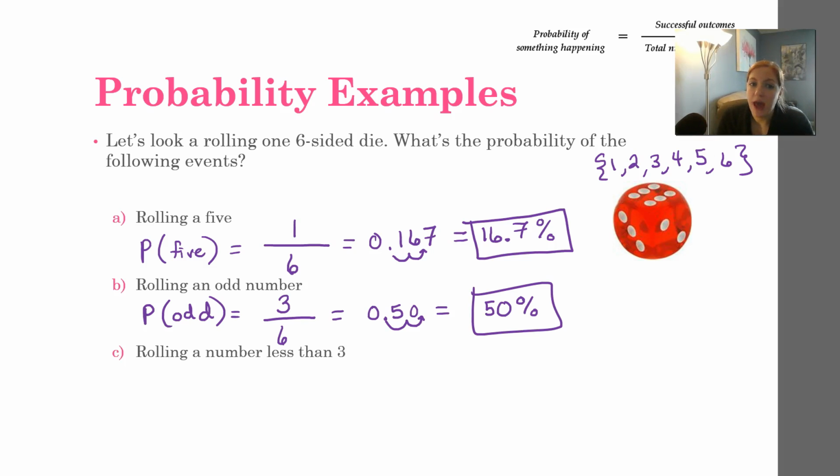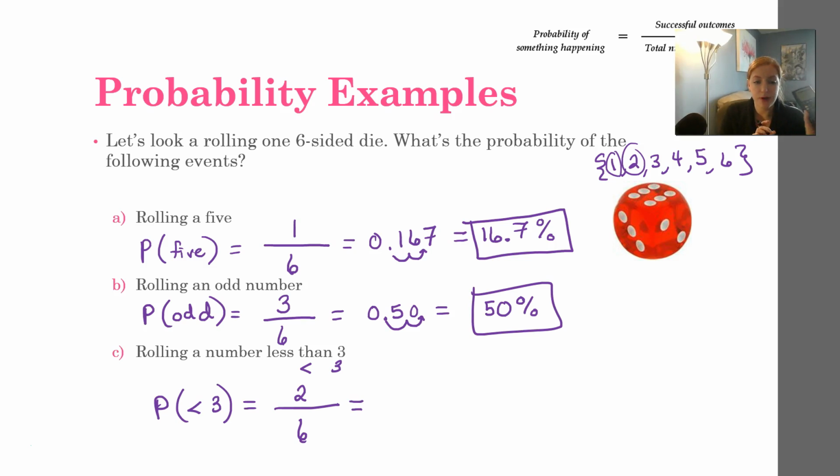Okay, let's look at rolling a number less than 3. So probability of rolling a number that's less than 3. So how many numbers are less than 3? Be very careful because less than does not include 3. So it's 1 and 2 are the only numbers that are less than 3. So there's only 2 possibilities out of a total of 6.